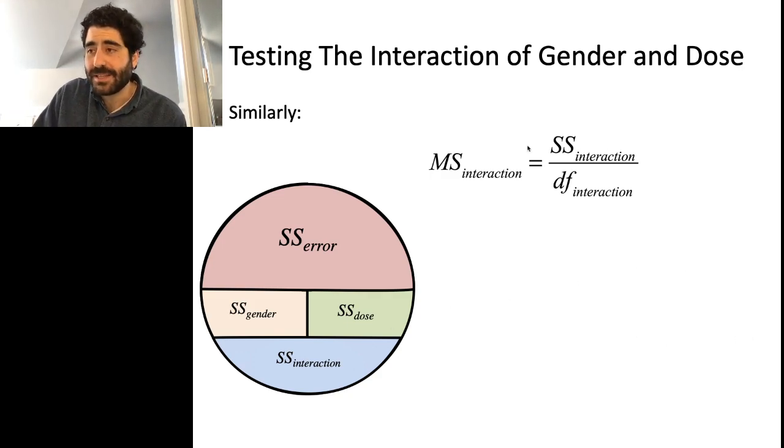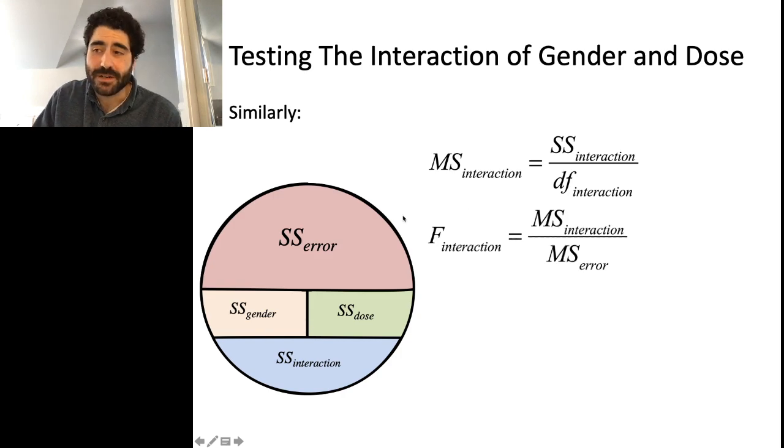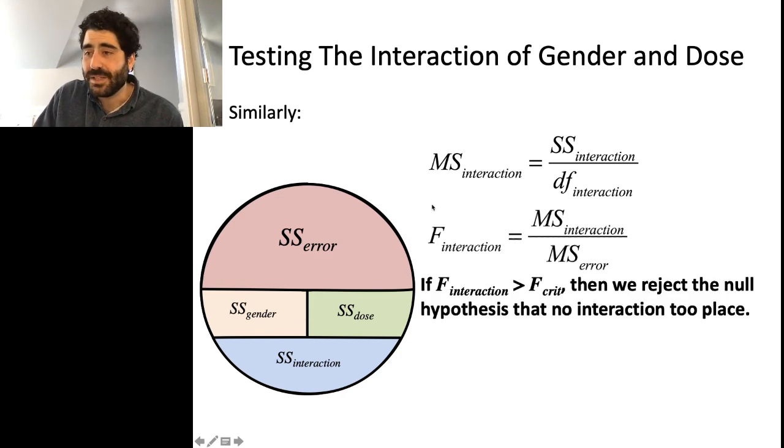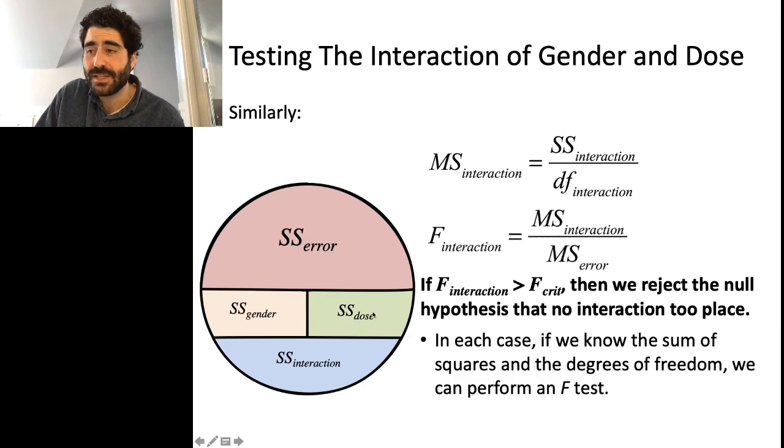And so the math here is identical. We just compute this mean squares. We compute our F ratio, and then we look to see if this F ratio is really big. And if this F ratio is big enough, it means that there is some kind of interaction in our data. Right, so for testing each of these hypotheses, it's the same setup. We just need to know these sums of squares and the degrees of freedom, and that lets us compute these Fs. And to figure out our F critical, we also need to use the degrees of freedom.